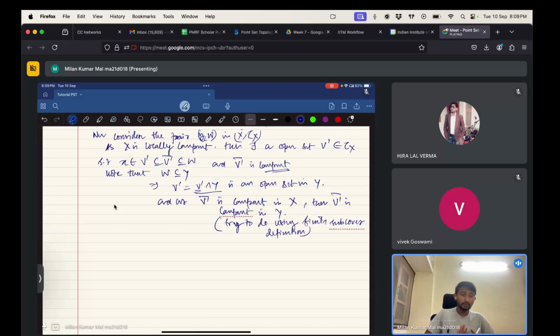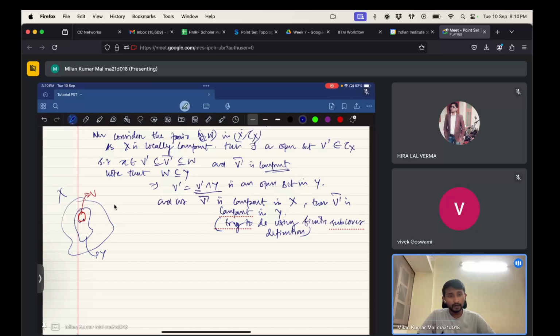My point is that suppose this is the topological space X, this is the topological space Y, and suppose this is the space V. So if V is compact in X, that means every open cover has a finite subcover. So obviously in Y also it will have a finite subcover. I think this type of thing was also proved earlier: if a set is compact in a bigger space and the set is contained in Y completely.